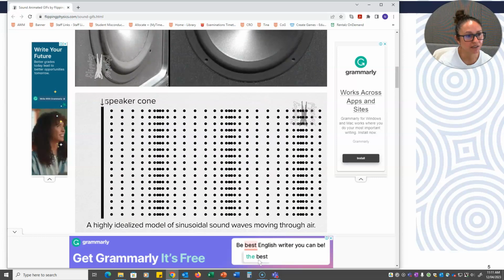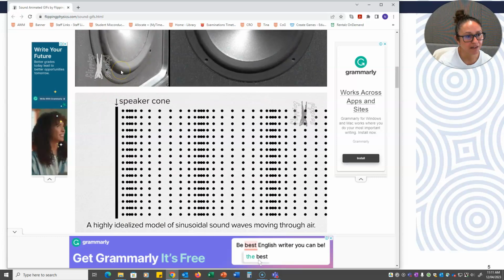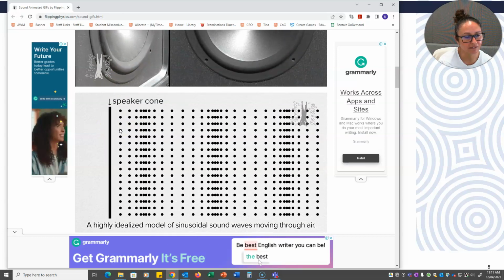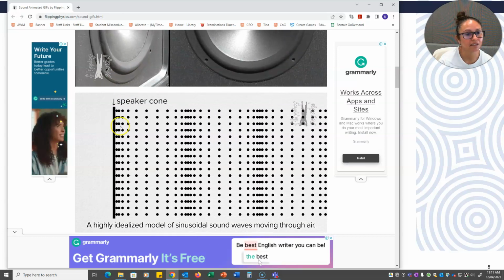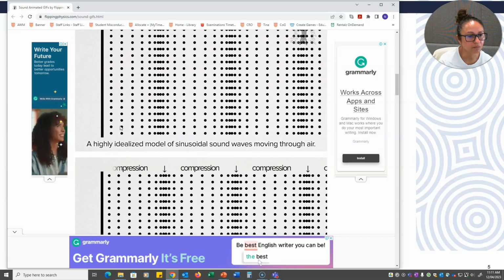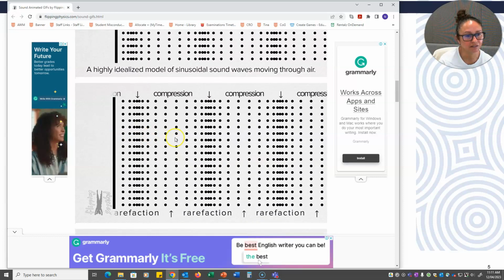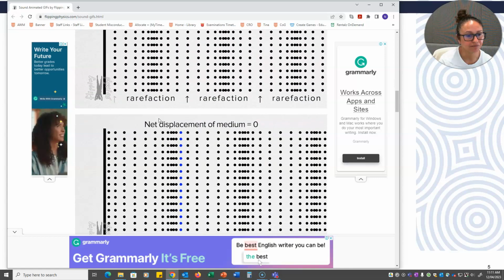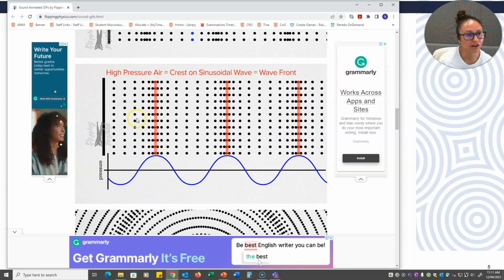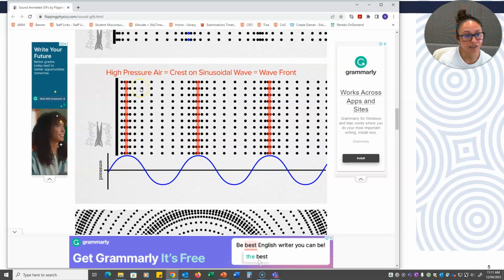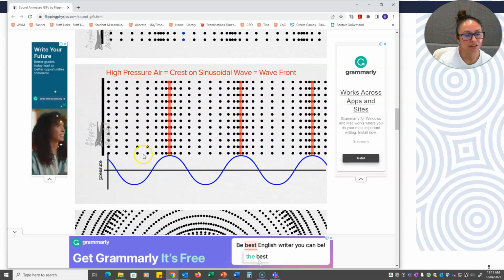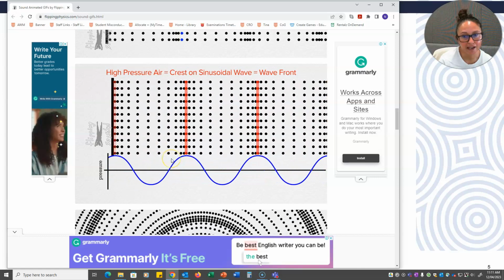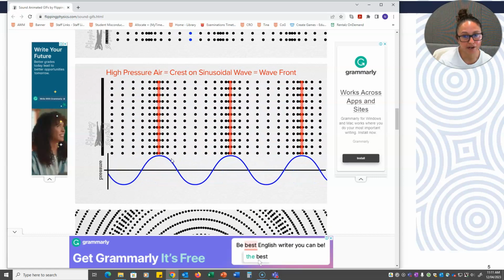Okay, let's have a look at that again. Look, see the speaker? And it's compressing the air. Okay, now, so you get compression of air molecules. Now let me show you this. So sound is just waves of air being compressed.